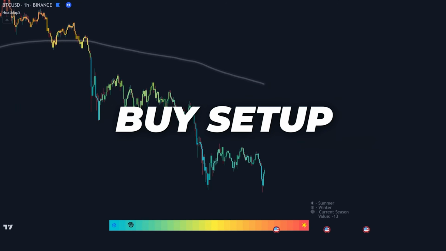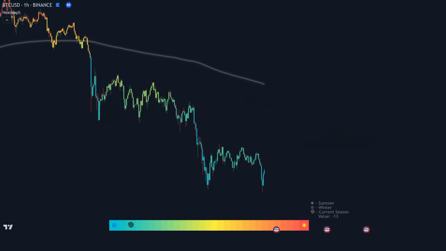Buy trade setup using oversold conditions. The price is generally in a downtrend, but we observe a potential reversal as the heat map transitions to deep blue colors, indicating oversold conditions. Additionally, a double bottom pattern forms, confirming strong support at the recent lows and signaling a potential bullish reversal.